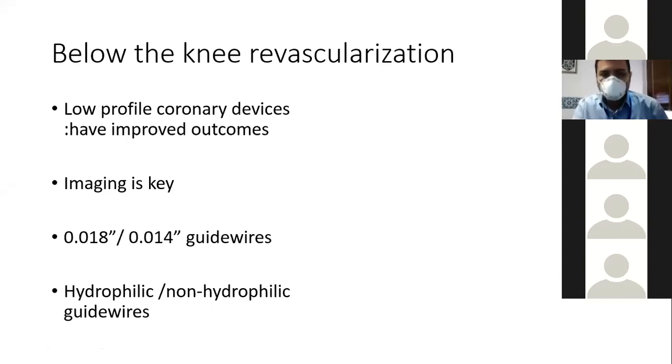What I wanted to convey is that for below knee revascularization, we use low profile coronary devices, which have improved outcomes. Imaging is the key because we need road mapping, we need the overlay technique, and we need angled views because the vessel can be hidden in between the bones. We use 0.018 and 0.014 guide wires for our system, and both hydrophilic and non-hydrophilic wires are used intelligently to cross the lesion. So these are the basics of below knee revascularization.